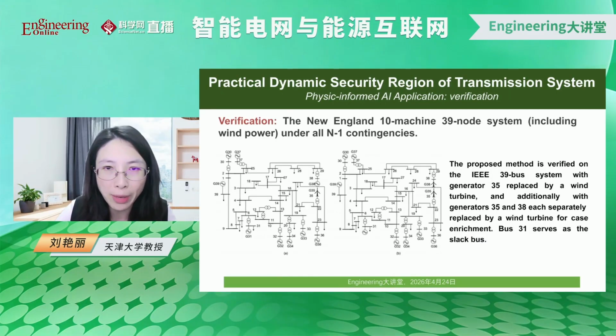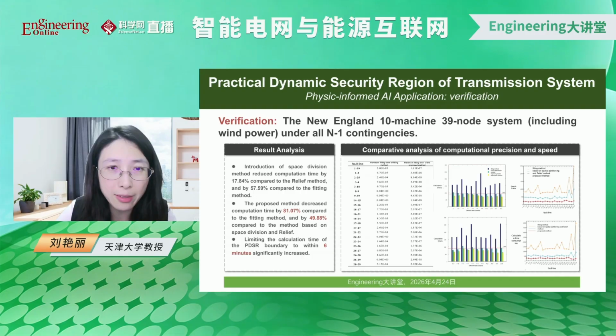And the whole method is verified in typical test cases. We use the New England 10-machine 39-node system and all N-1 contingencies. Meanwhile, we also established a test case where a wind farm replaces a generator at one location. So here is the key data from testing the method in the New England system.